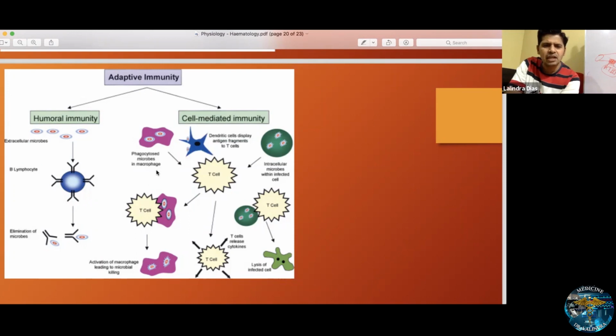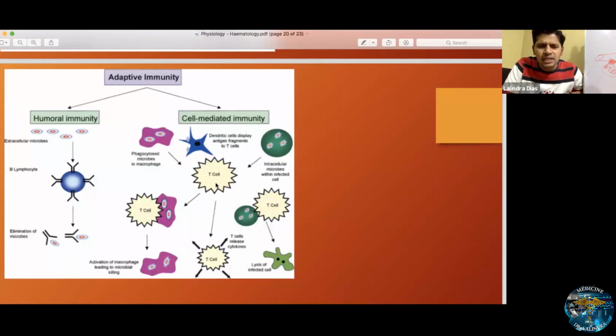All those cells, and also the other cell types, they all combine together to activate the T cells. So you can see that here. Here you can see the macrophage, and here you can see the dendritic cell. They get activated, and finally they activate the T cell.